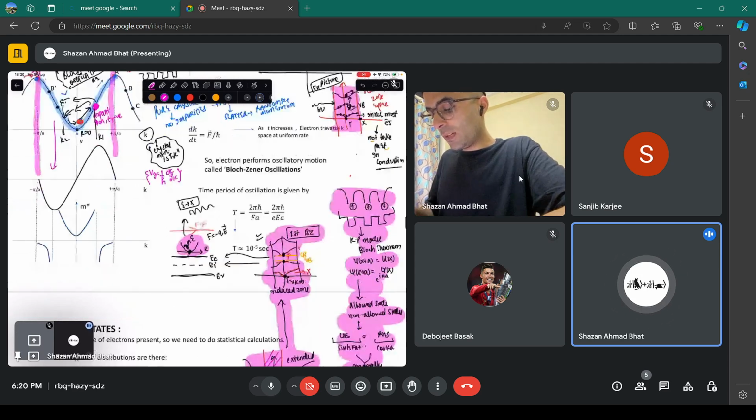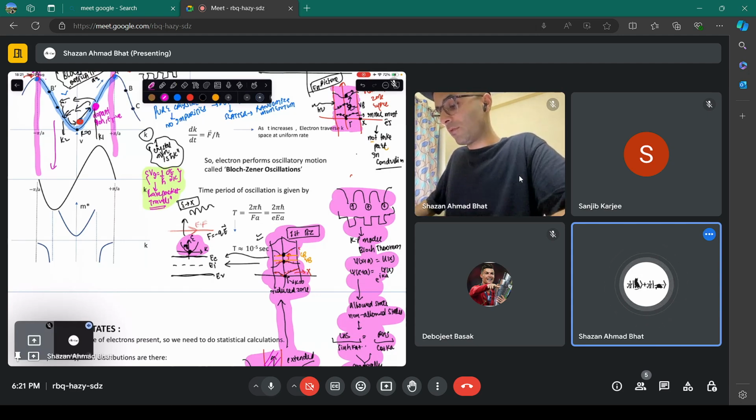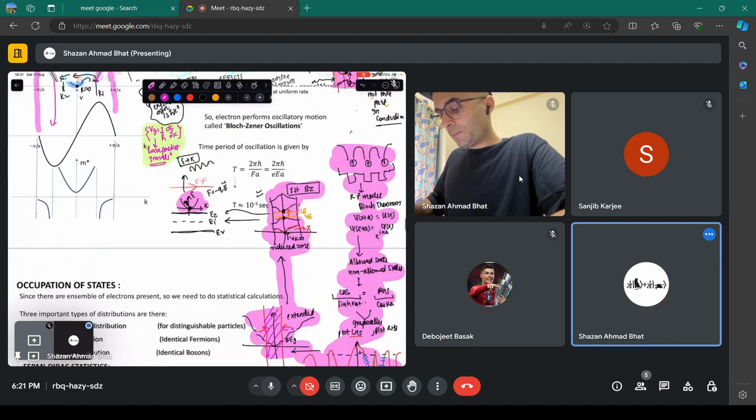And group velocity is the velocity with which a wave packet travels inside the solid. That is the actual velocity with which the electrons travel inside the solid. It's not the drift velocity or the thermal velocity or the diffusion velocity. The group velocity is the actual velocity with which the electron travels whenever an external force is applied to it.